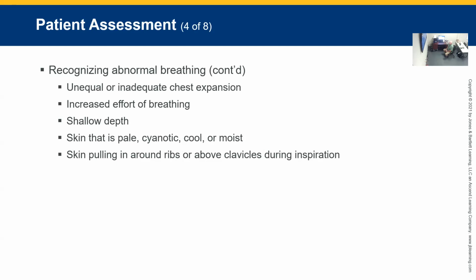Anyway, there's skin pulling in around the ribs or around the clavicle, wherever you're getting inspiration. That's called retraction, and I mentioned that the other day. You typically see that in children. You can see it in adults, but they have to be very skinny in order to see it. Anyone with a thick chest wall like myself or Josh, you wouldn't see retraction in us.